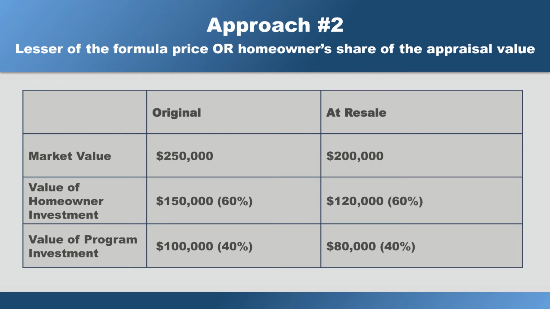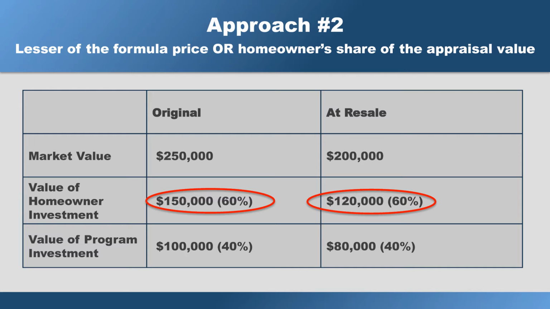In the second scenario, both the program and the homeowner have lost value in their investment. The homeowner's investment has gone from being worth $150,000 when they bought it to $120,000 when they want to sell. Consequently, they either need to stay in their house or wait for the market to recover, or bring money to the table to close, just as a market rate owner would have to do.